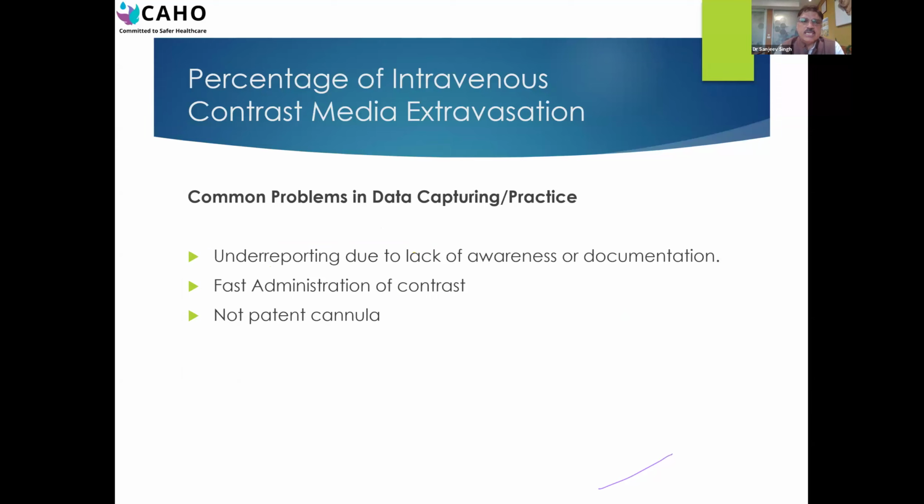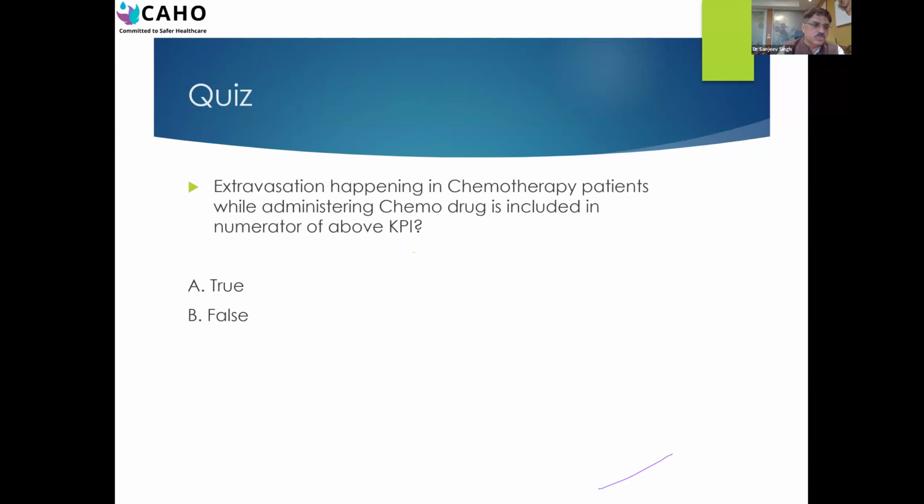The problems for data capturing would be underreporting, an untrained staff, rushing through the administration, and the cannula not being in place and not being patent. So a last question to all of you, and you could respond in the chat box.